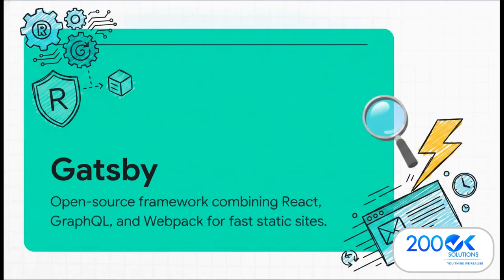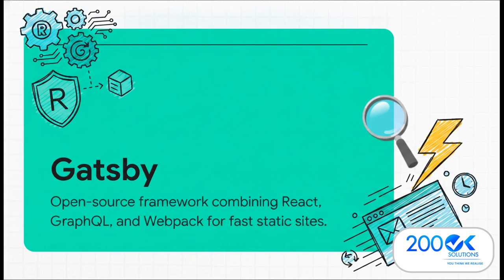So what is Gatsby really? It's an open-source framework that combines React, GraphQL, and Webpack to create lightning-fast static websites with an absolutely incredible developer experience. By uniting these three major technologies, it just gives you this unparalleled building experience. You get the component-based UI power of React, so you can build modular, reusable interfaces. Then it folds in the flexible data querying of GraphQL, meaning you can easily pull in data from Markdown files, headless CMSs, or external APIs right into your components. And to top it all off, it uses the robust bundling capabilities of Webpack.